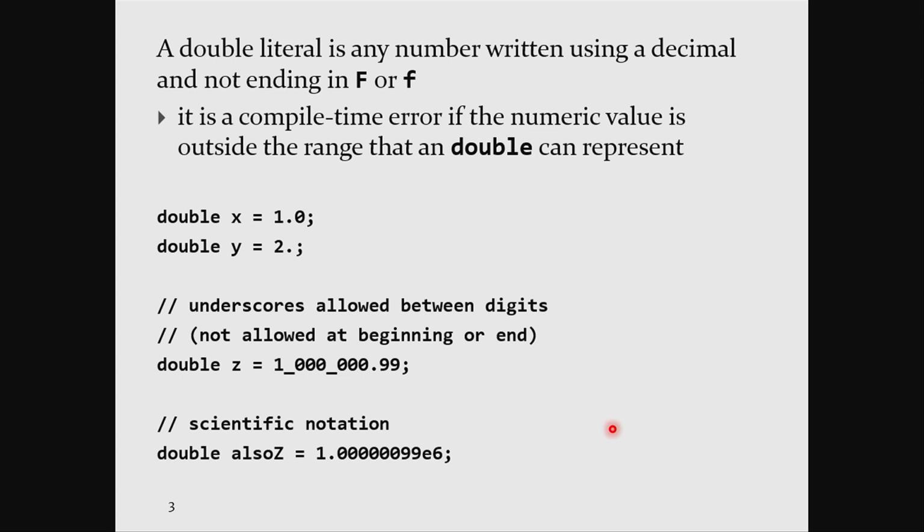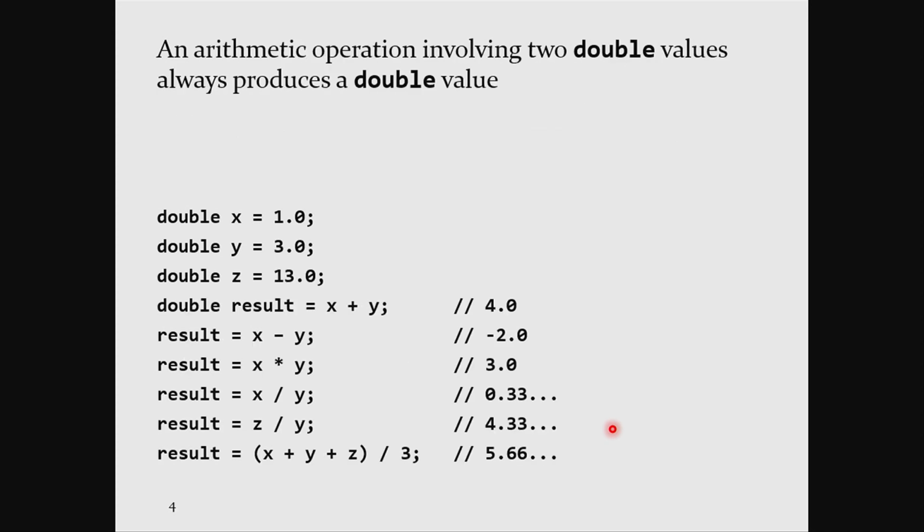Okay, so it's working. All right, if you do any arithmetic with two double values, you get back a double value. There's no conversion to anything else in Java. So all of these results, none of them are surprising. If you have 1, 3, and 13, and you add the 1 and the 3, you get 4. No big surprise there.